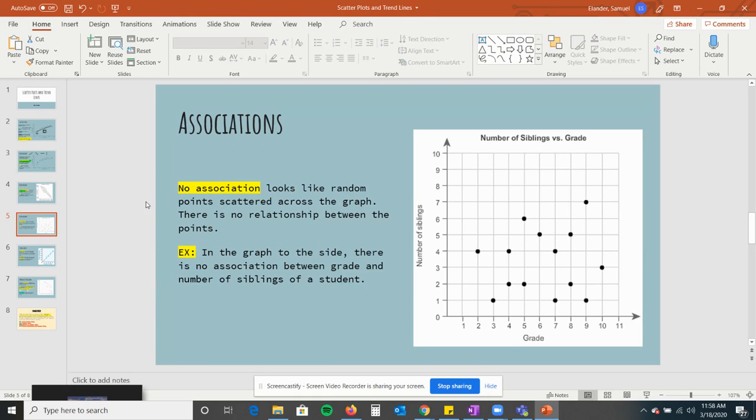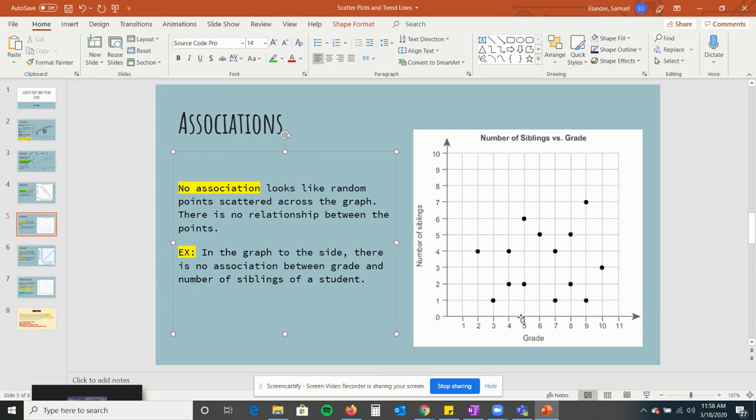We got 3 more. No association. It looks like random points scattered across the graph. There's no relationship between the points. Okay? So even though you might say, well, maybe they're really scattered, but there's maybe an upwards trend here, it's not enough. It's not close enough to really tell what's going on, right? We can't say, oh yeah, it sounds like the number of siblings affects their grade on this chart, right?